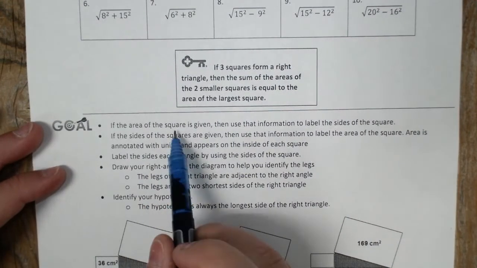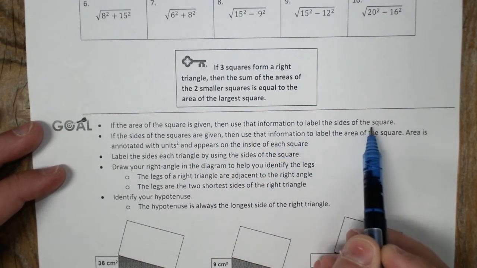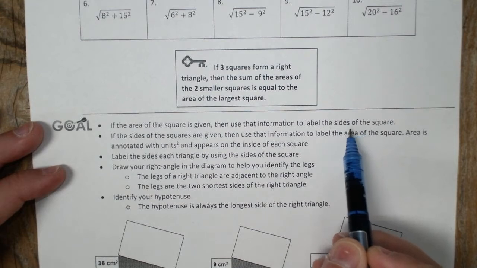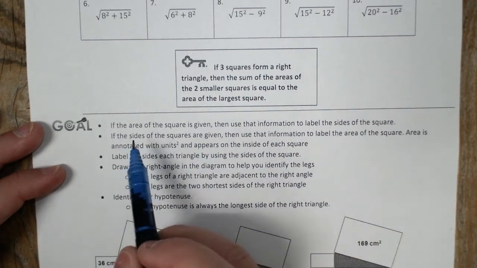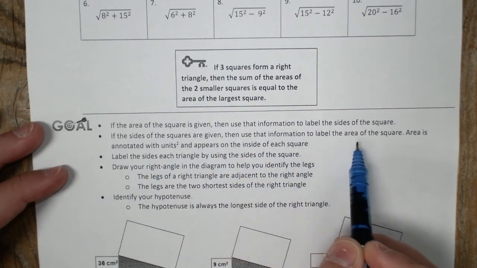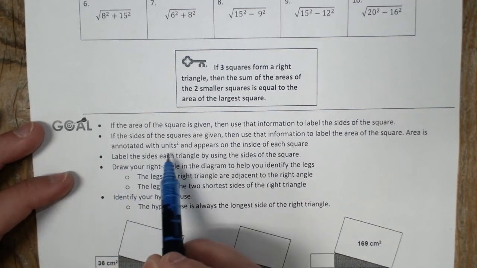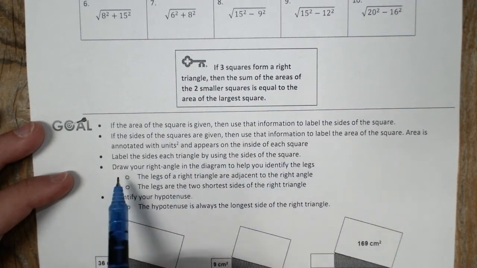If the area of the square is given, then you're going to use the information to label the sides of the square. This unit relates to when you were estimating square roots and finding squares. If the sides of the square are given, then use the information to label the area of the square. Area is annotated with units squared. So that's going to be a big hint: if you don't know what it is, it should have units squared, so you know that that's an area, and it appears on the inside of each square.